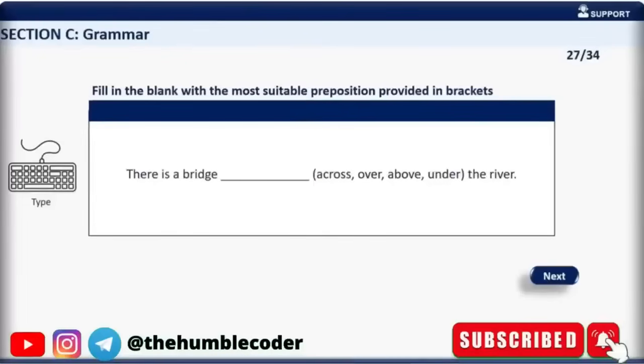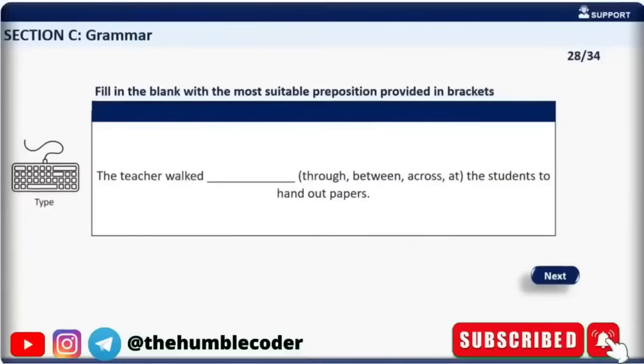Moving on to the next question now. There is a bridge dash the river. The options that we have are across, over, above, and under. The correct answer is going to be, there is a bridge over the river. Let's now move on to the next question.